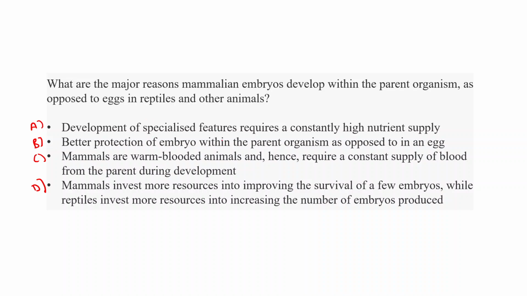A. Development of specialized features requires a constantly high nutrient supply. B. Better protection of embryo within the parent organism as opposed to in an egg. C. Mammals are warm-blooded animals and hence require a constant supply of blood from the parent during development. D. Mammals invest more resources into improving the survival of a few embryos, while reptiles invest more resources into increasing the number of embryos produced.